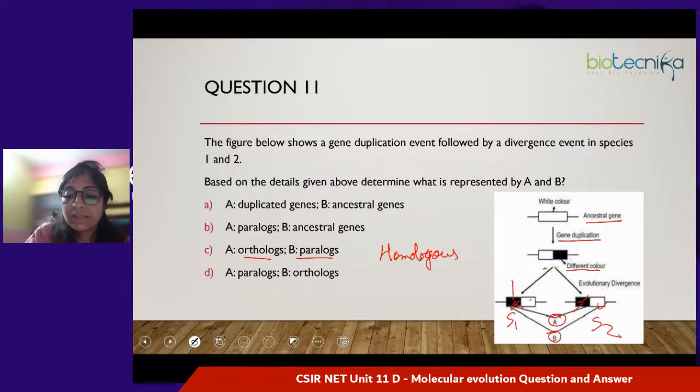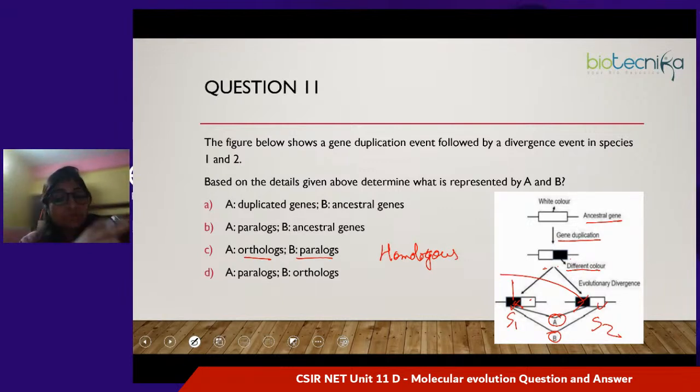So this one and this one are present at the same locus. Once upon a time in the ancestor it was the same, but now it is present in two different species. So it will be called an ortholog.